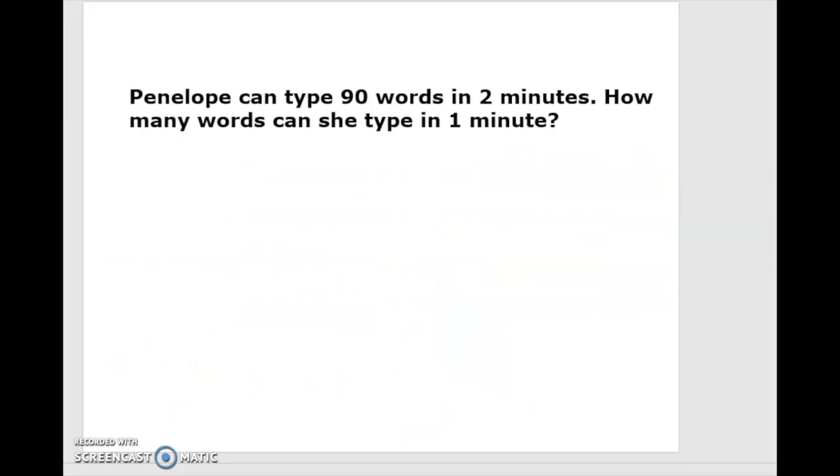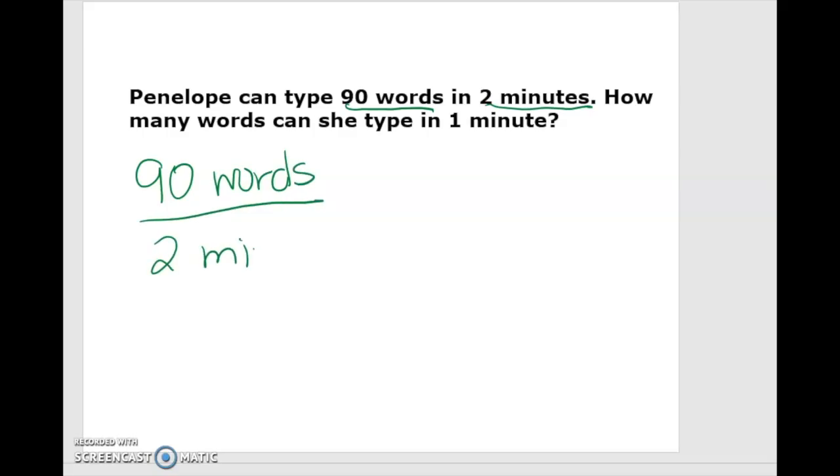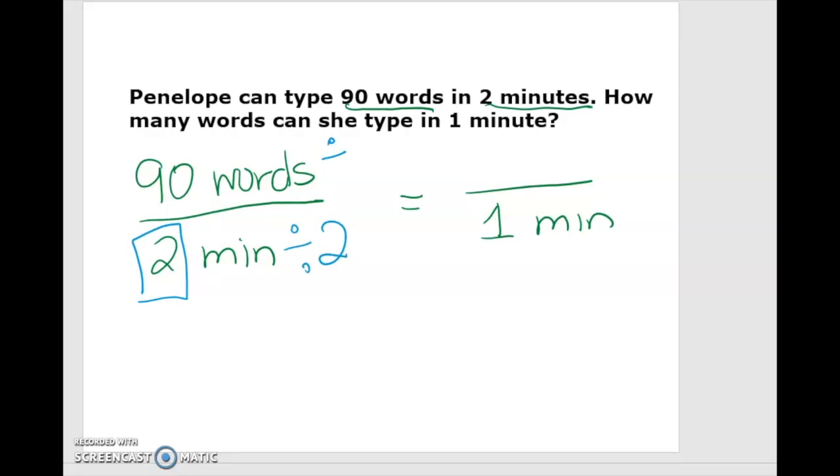So let's try another one of these. So it says, Penelope can type 90 words in 2 minutes. So there's my ratio, 90 words in 2 minutes. I want to know, all right, well, in 1 minute, how many words can Penelope type? So again, what do I do? I look at my denominator and I divide both parts by my denominator.